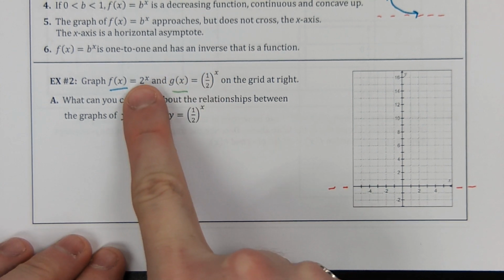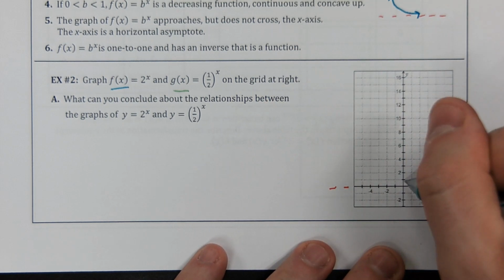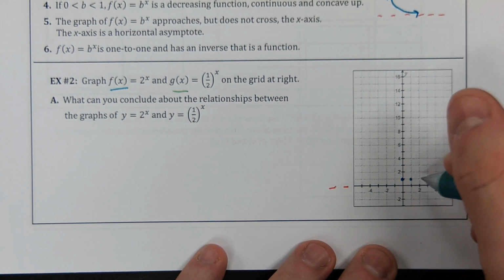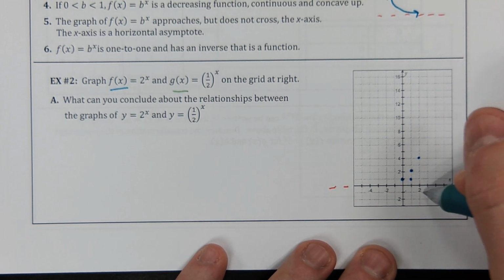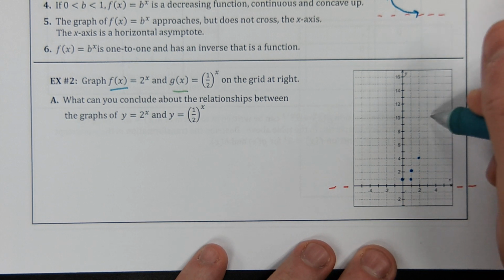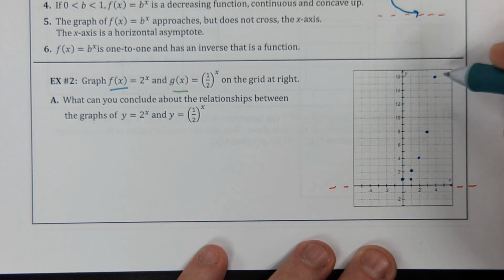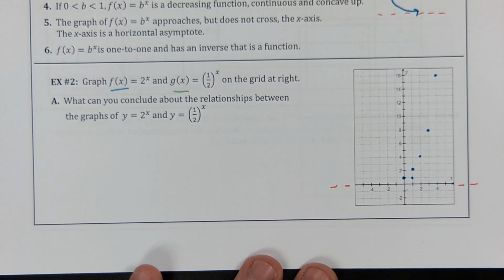Well, it's b to the x, so it's going to go through (0, 1), because 2 to the 0 is 1. 2 to the 1 is 2. Oops, 2 to the 1 is 2, excuse me. 2 to the 2 is 4. 2 to the 3 is 8. And 2 to the 4 is 16. Man, this thing got really tall really fast. Ignore this dot. It shouldn't have been there.